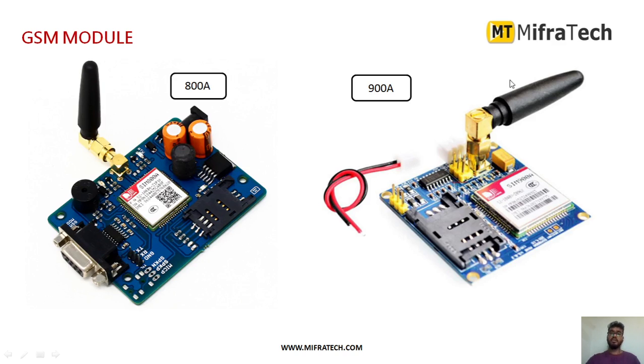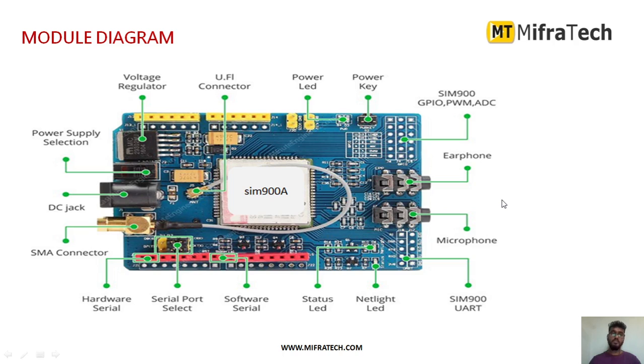There are mainly different types of GSM modules available. Mainly we'll see the SIM 900 and 800A in this. The left one is the SIM 800A GSM module. The right one you can see here is the SIM 900A GSM module. We'll learn in detail about the SIM 900 GSM module.